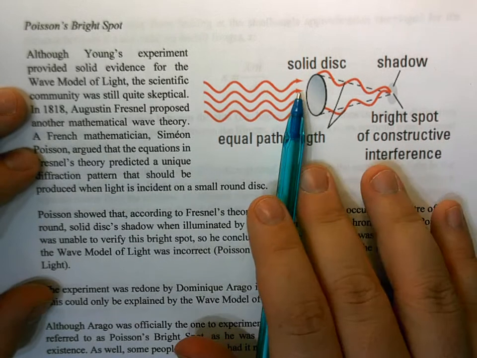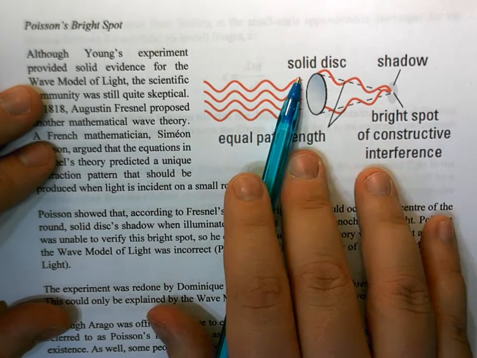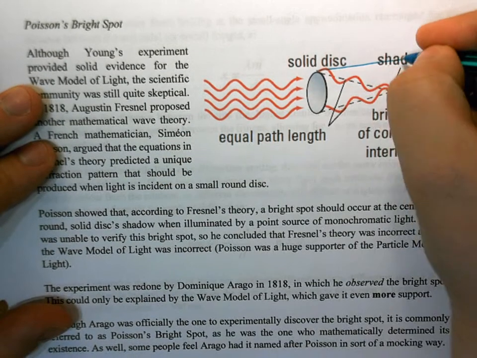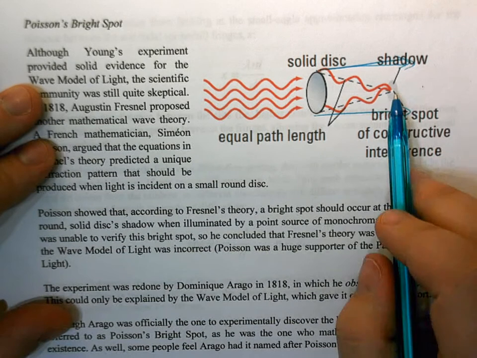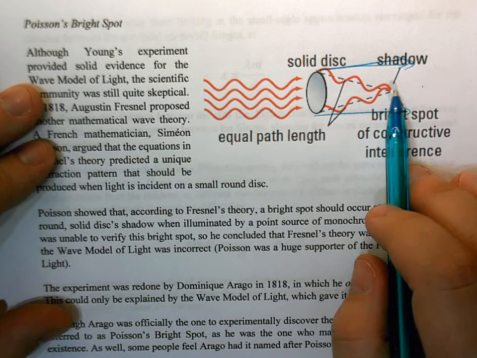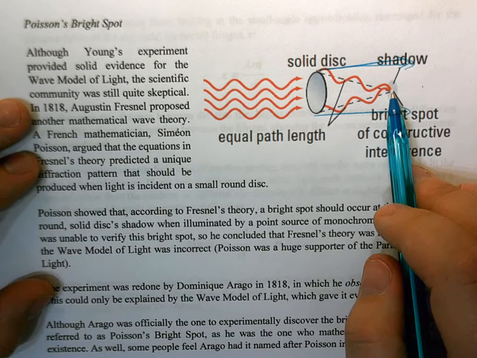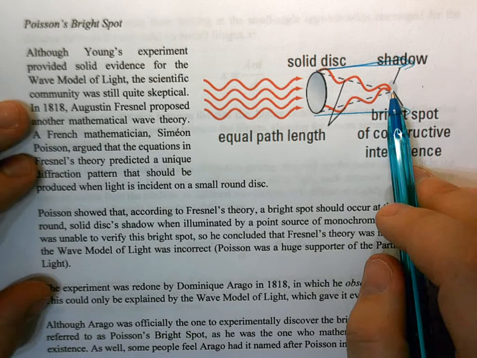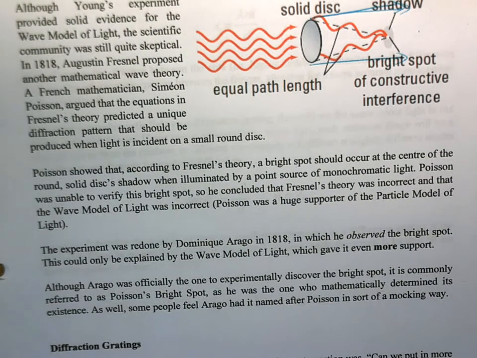If we were dealing with particle theory, it would say that once light hits this disk, the rest of the light would travel in a rectilinear manner, so in straight lines. It would be bypassing this shadow, so we wouldn't have a dot in the center. By showing experimentally the existence of that dot, this gave even more evidence to the wave model of light. So we're just racking up the evidence for this.